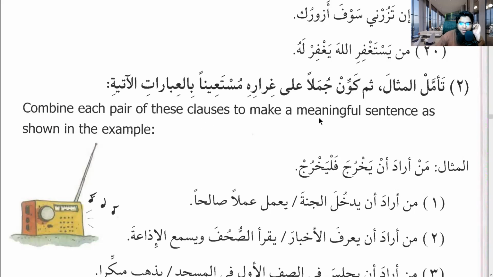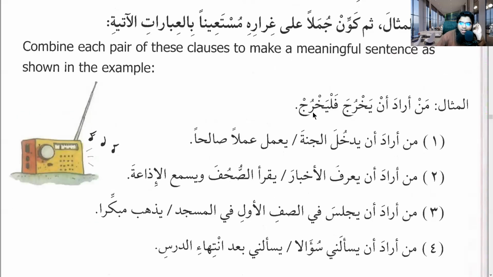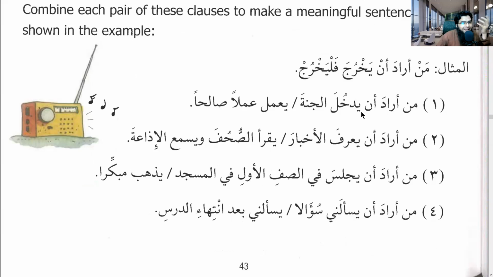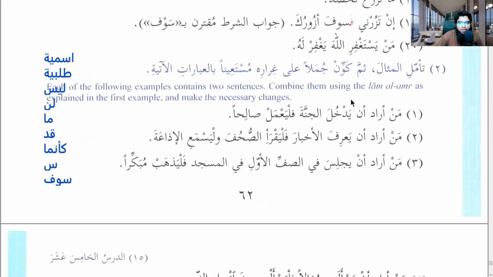Okay, combine each of the two to make a meaningful sentence as shown in the example. So we have to combine this. Man arada an yakhruja falyakhruj. Whoever wants to leave can leave. So again, he wants us to understand the 9 list. Man arada an yadkhul al jannata ya'malu amalan salihan. He should do good deeds. So should we use fa or not? No. Ya'mal. So make it majzum. Whoever wants to, that's it. Make it majzum and khalas. Man arada an yadkhul al jannata ya'mal amalan salihan. Make it majzum.